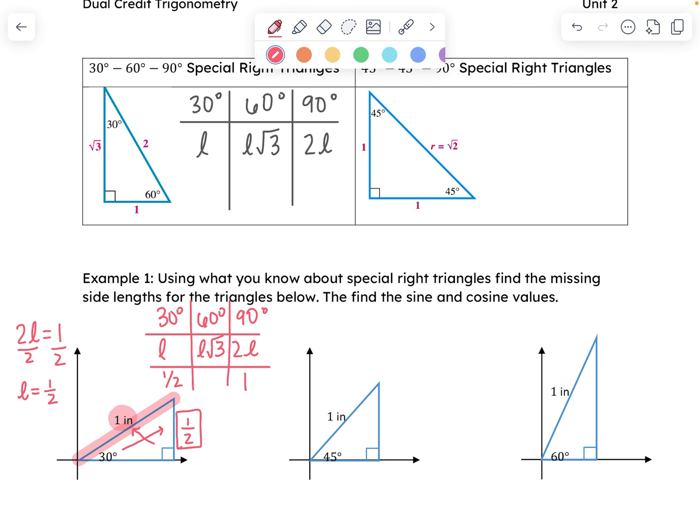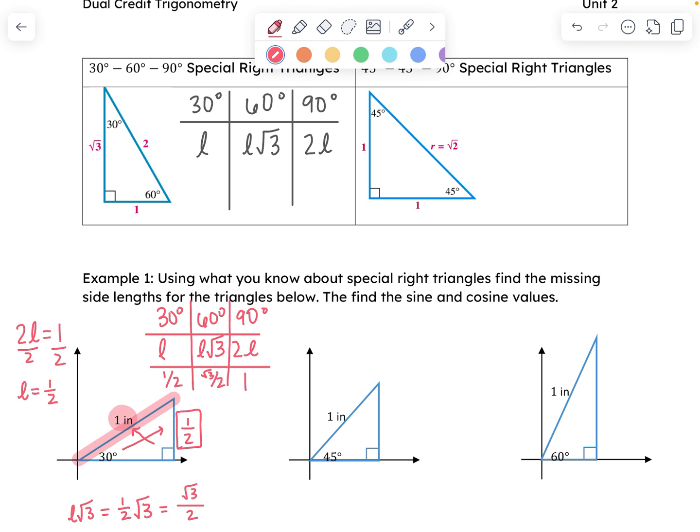Then, across from the 60-degree angle is L square root of 3. So if I know L is 1/2, I can say that L square root of 3 is going to be 1/2 square root of 3. That doesn't look super pretty though. So I'm going to make it look a little bit nicer, make it one fraction instead of a fraction times the square root. And so that means I can rewrite it as the square root of 3 over 2. Just making it one fraction, making it look a little nicer.